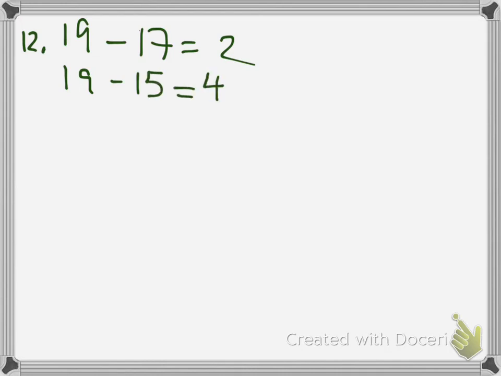Let's say 19 and 17. That's 2. Well, that is a prime number. So let's try a different one. Let's try 19 and 15. That's the difference of two odd numbers. That gives me 4. 4 is not a prime number. So here is a counterexample.